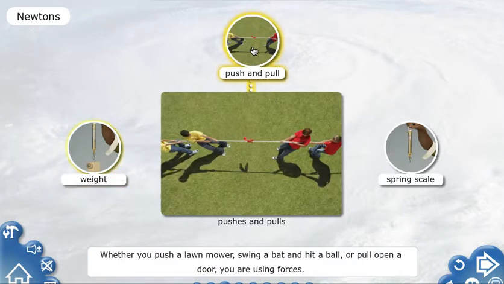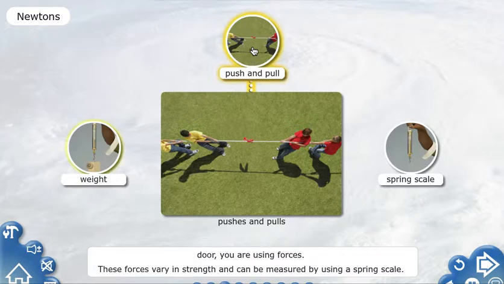Whether you push a lawnmower, swing a bat and hit a ball, or pull open a door, you are using forces. These forces vary in strength and can be measured by using a spring scale.